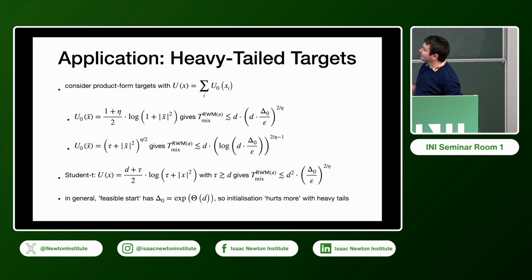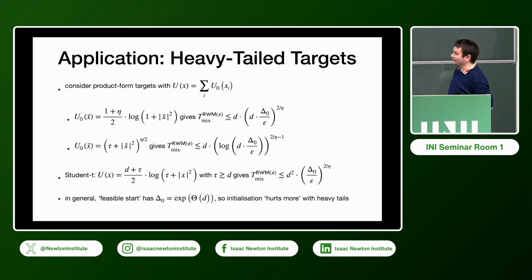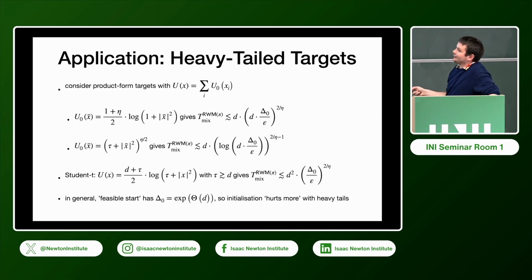Okay, and then the final one, which is in the more recent works, is some applications to heavy-tailed targets. Again, these are illustrative model problems to say where the issues in mixing are coming from in these cases. The first two examples are product form distributions. Say I have a product of Cauchy's type target here, right?